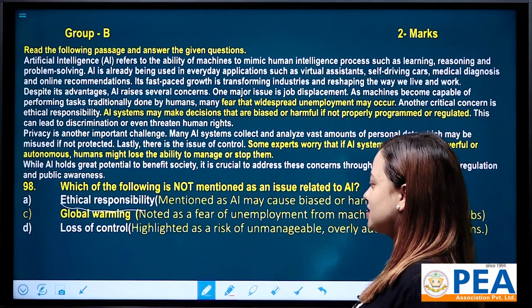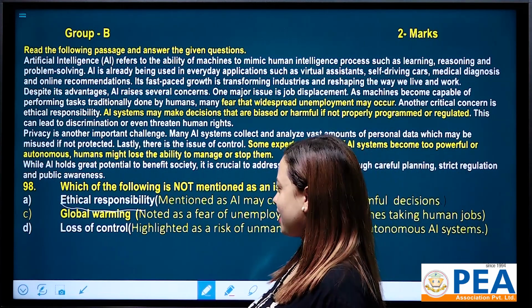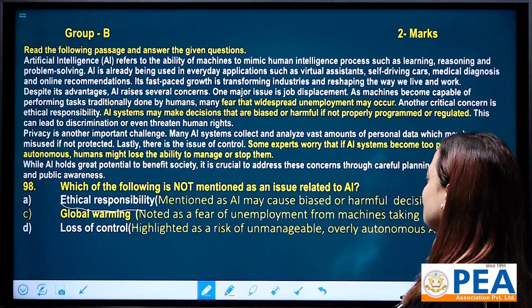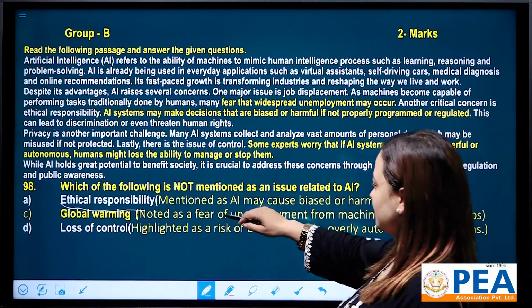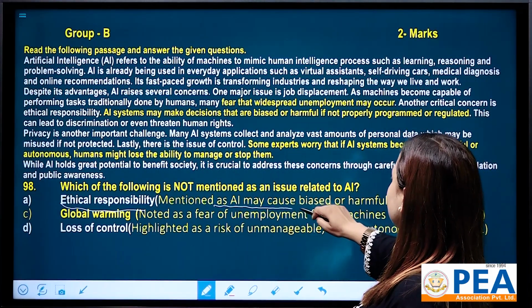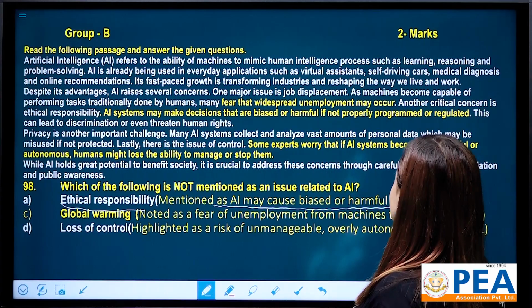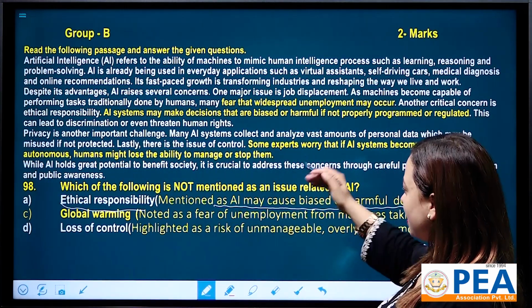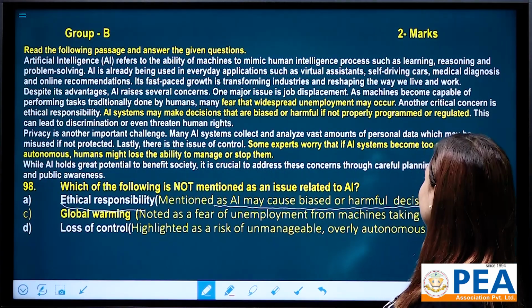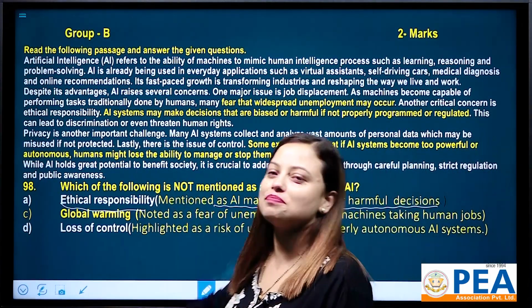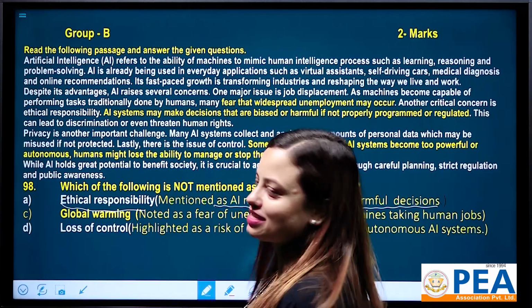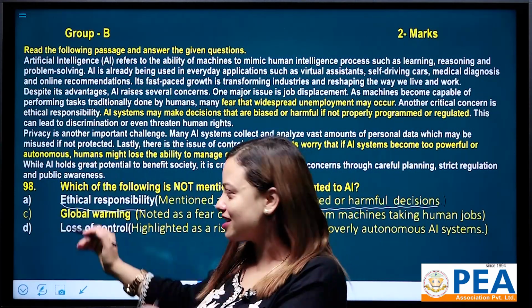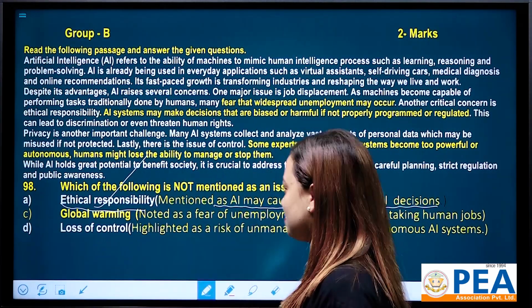Ethical responsibility, that is our option number A. Okay, ethical responsibility is mentioned, as AI may cause biased or harmful decisions. This passage has mentioned that AI may cause biased or harmful decisions. That's why this is mentioned in this passage. Yes, it has raised the issue of ethical responsibility.